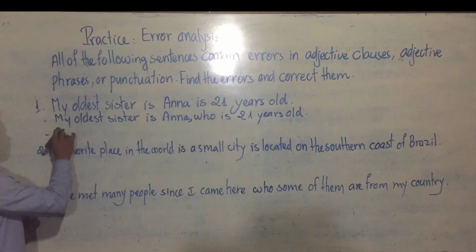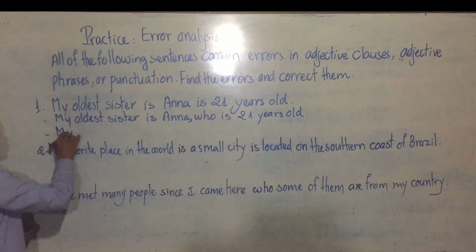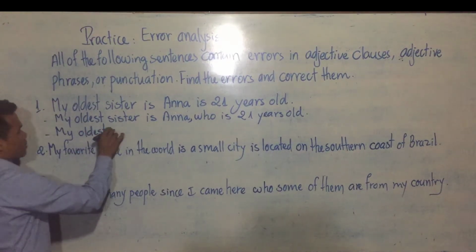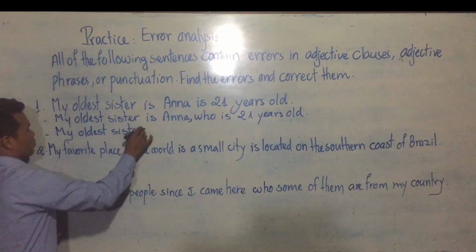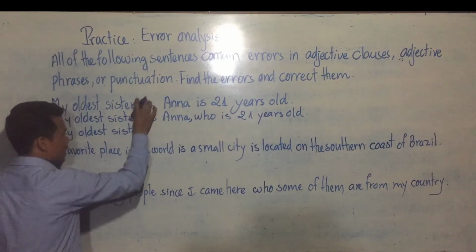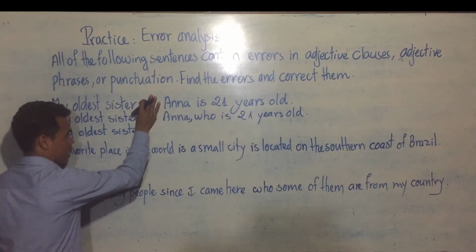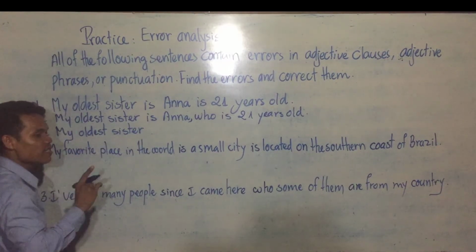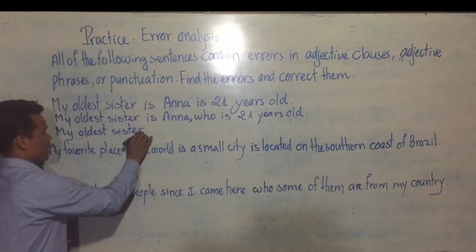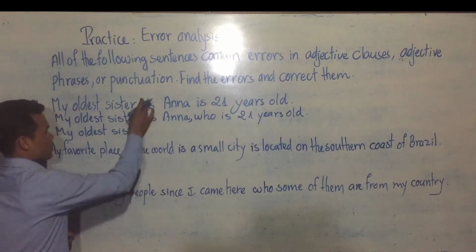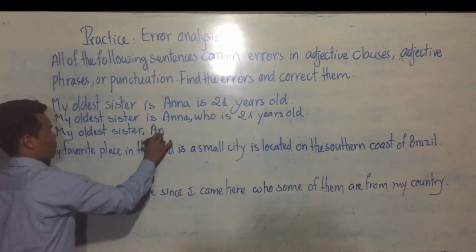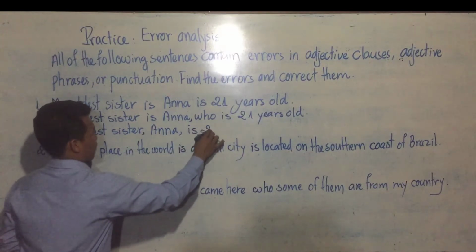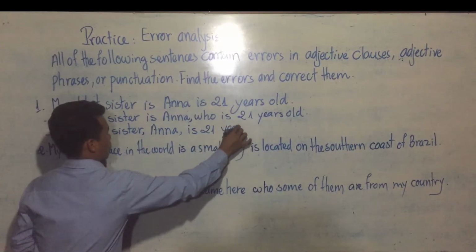One more way we can write like this: my older sister. We can delete it in here. But as you know, my older sister is known clearly, that's why we use a comma. We delete it, we only have Anna, and then comma, is 21 years old.